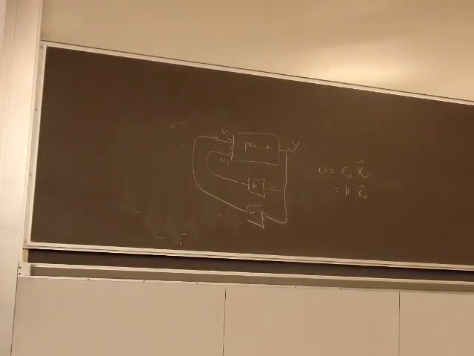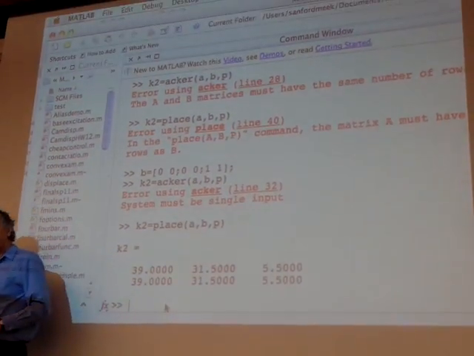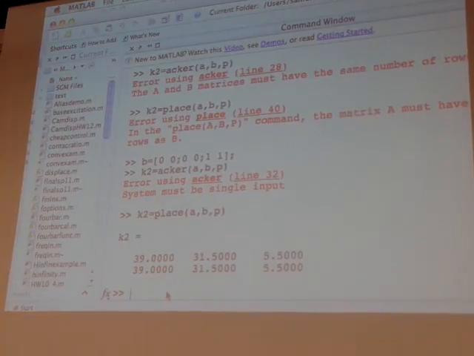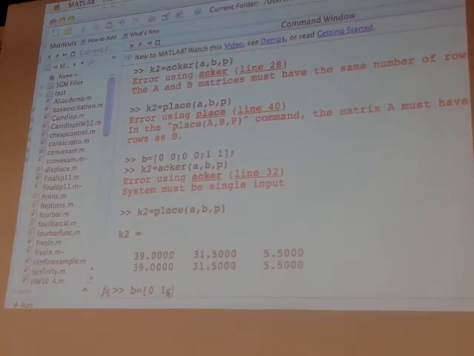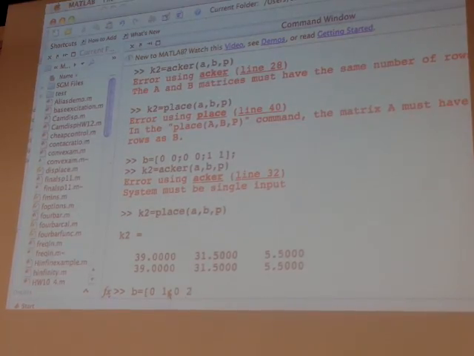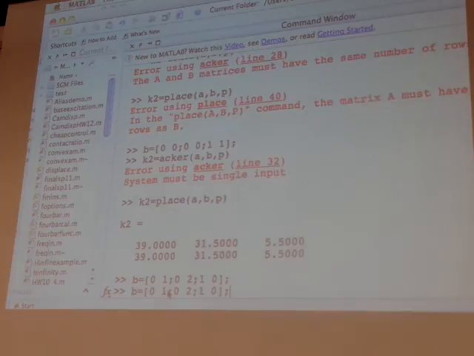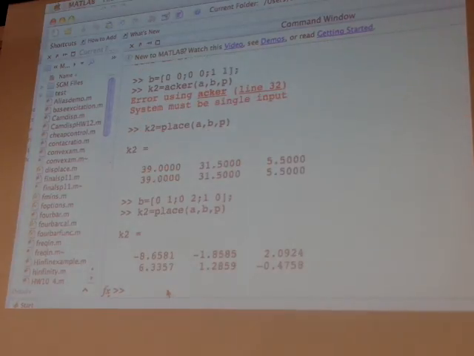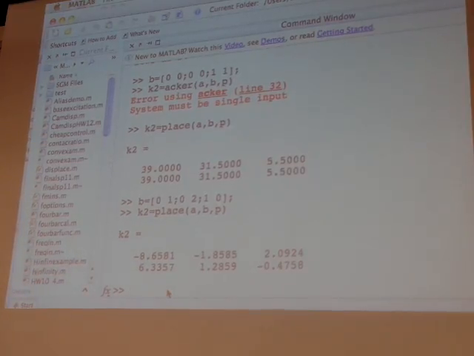No, 6 gains. Now, I made both of them, my B is just 1, 1, that's why they're the same values. But if I made B something different, we should have done this. Yeah. Different numbers for each system. All right.